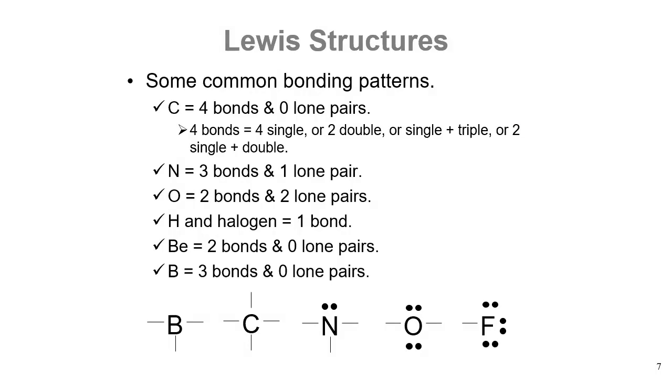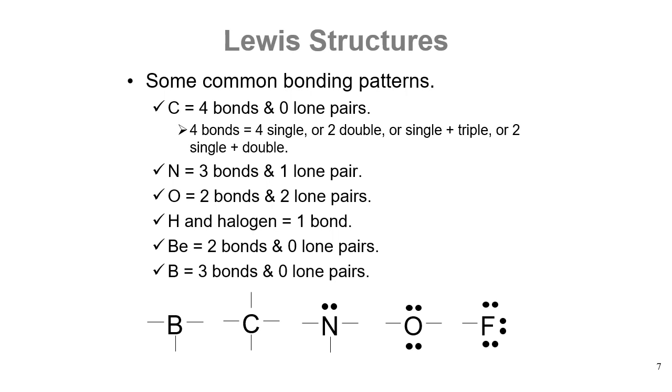These are the conditions that I assume every chemistry student already understands about the Lewis structure. The common bonding patterns: for carbon we have 4 bonds and 0 lone pairs. It can be 4 single bonds, 2 double bonds, a single plus a triple, or 2 singles plus a double. Carbon can only have 4 bonds, because one bond represents 2 electrons, so to achieve an octet it needs 8 electrons.